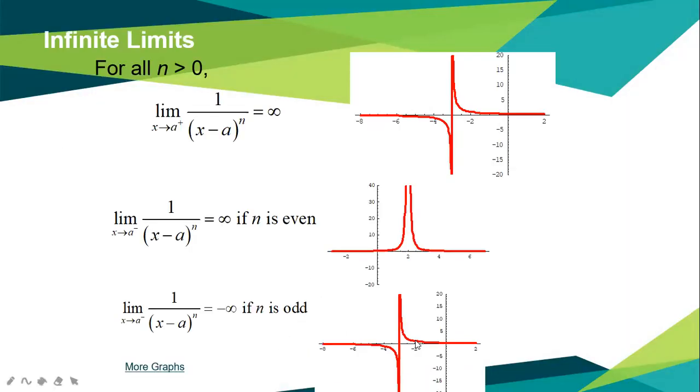So for infinite limits, there is a condition to apply. For all n greater than 0, the right-hand limit as x approaches a of 1 over x minus a to the power of n is equal to positive infinity. Then the left-hand limit is negative if n is even. Then if n is odd, or the exponent is odd, it is approaching negative infinity.